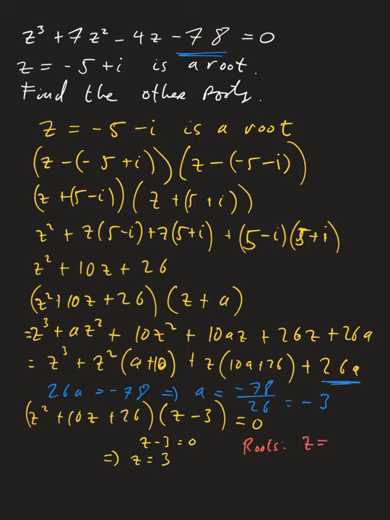So my three roots are z equal to 3, z equal to minus 5 plus i, and z equal to minus 5 minus i. And that's the answer. And that's how you solve for complex roots of a polynomial.